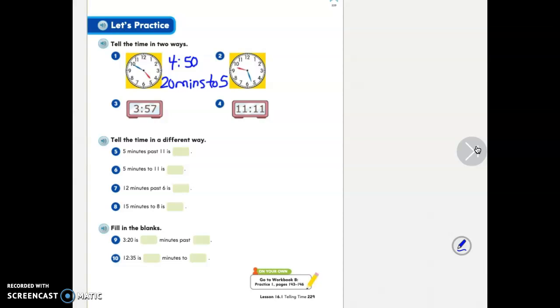On question number 2, I'm between the 9 and the 10. I'm not to the 10 yet. So I still must be in 9. I'm going to count by 5, 5, 10, 15, 20, 25. Oh, that minute hand is not quite on 5, so it must be a little bit past it. So I'm going to say that it's 9:26, and then I'm going to say that it is 26 minutes past 9.